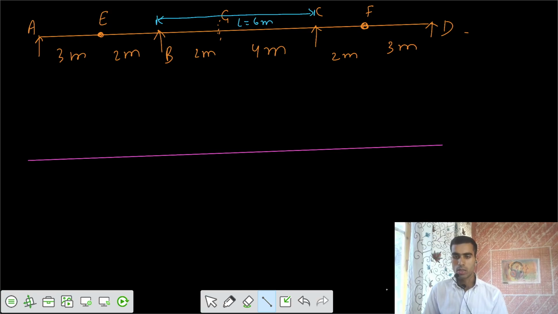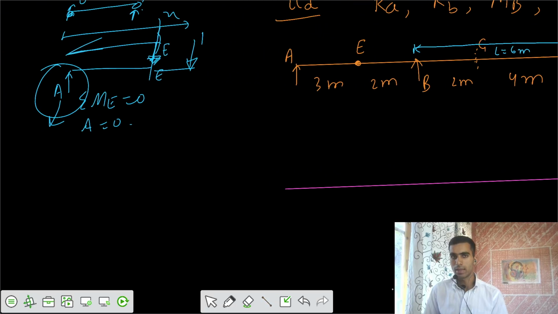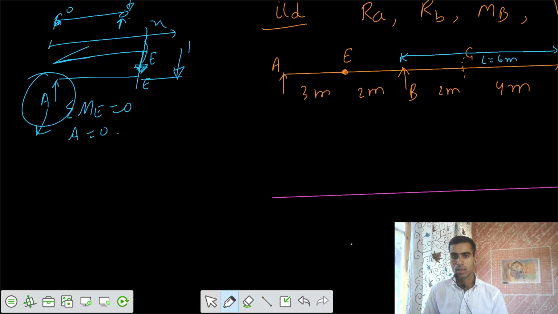So what does the Muller Breslau principle say? He says that do one thing. You want the ILD for moment at B, so you remove that restraint against moment at B. You replace it by what you call an internal hinge. So once you apply an internal hinge at point B, this is your point B now.